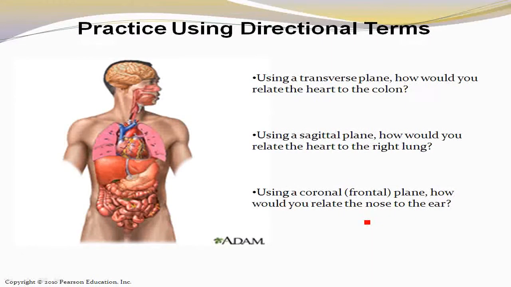Then finally, using a coronal or frontal plane, so that's going to be a cut like this, dividing the body into a front and a back half, how would you relate the nose to the ear? Looking on my head here, nose, ear, you have an imaginary slice like this. The nose is closer to the front portion of the body than the ear, so you would say that the nose is anterior to the ear. And then what was our other term for that? You can also say that the nose is ventral to the ear. The ear would be posterior to the nose. The ear would be dorsal to the nose.